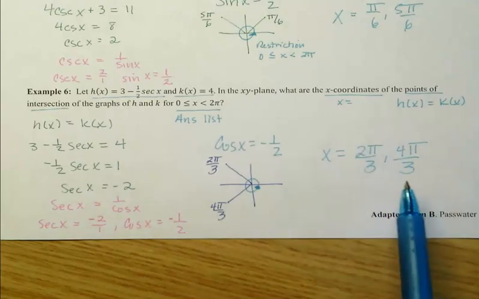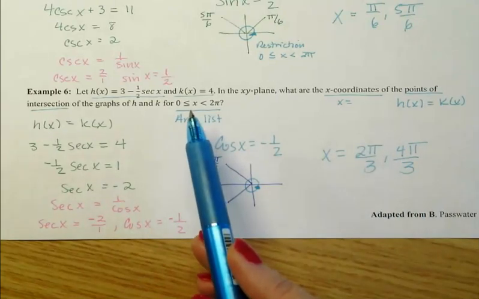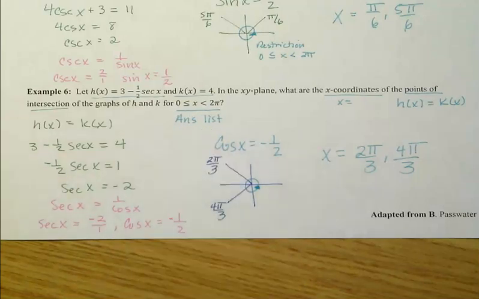Does the form of my answer make sense? Yep, because it told me it was restricting it right here. And that is where I knew when I did my second read that my answers were going to be in the form of a list.